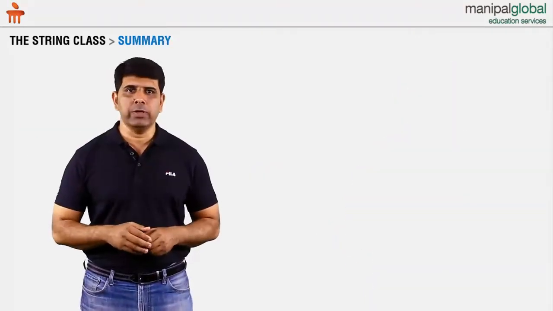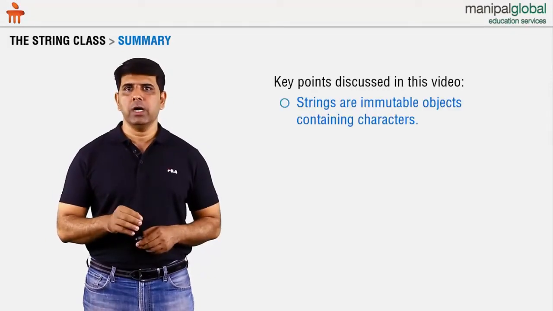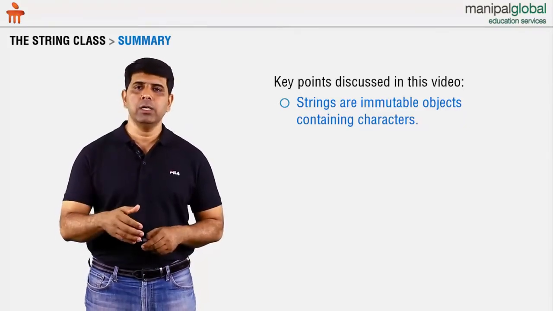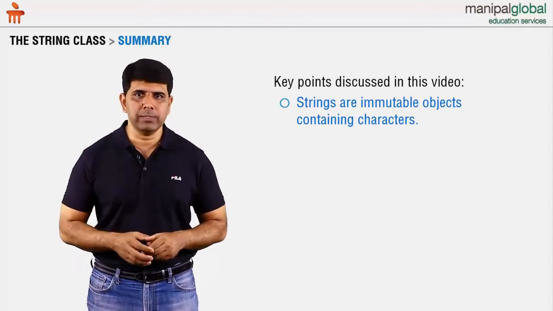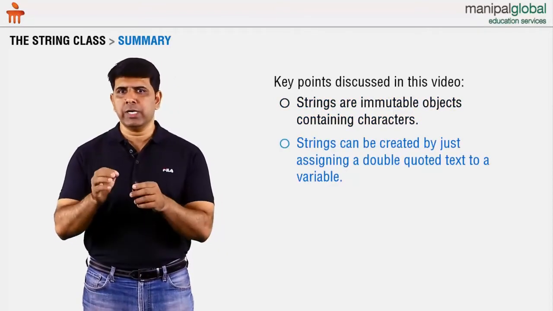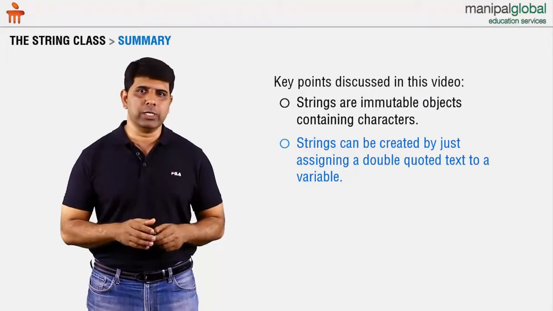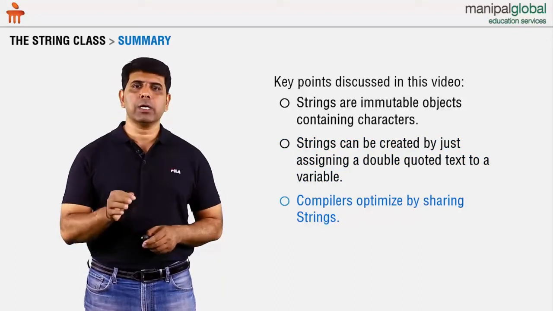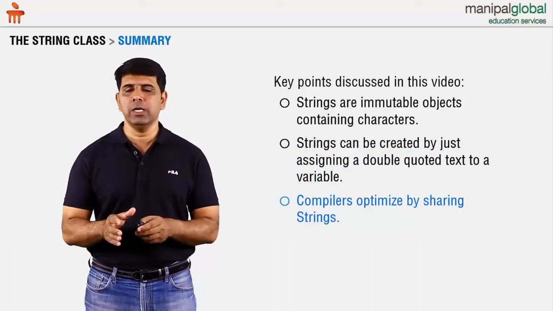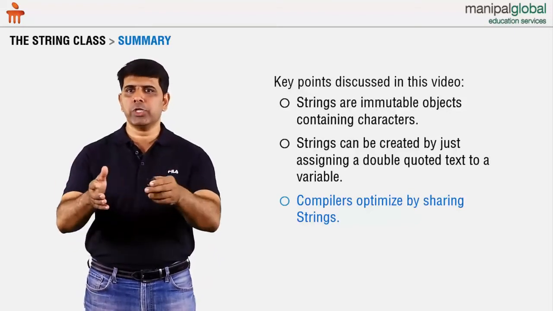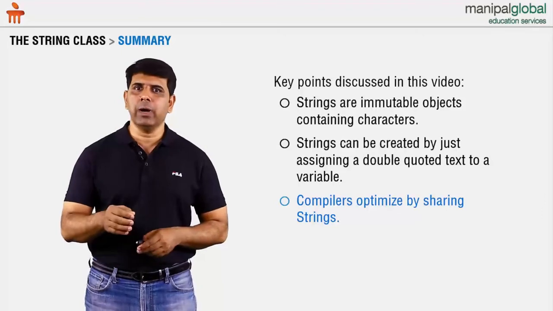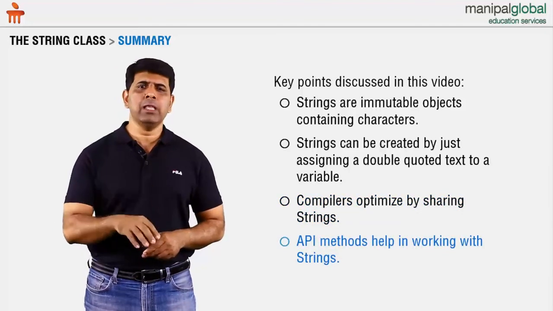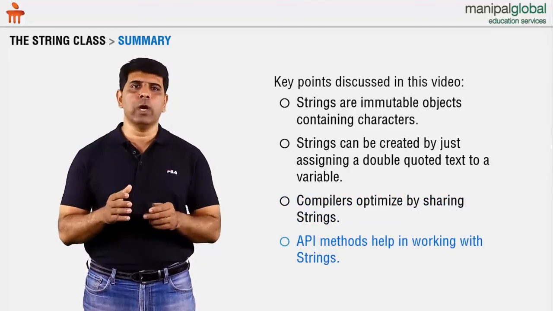Let's quickly summarize what we have seen in this video. Strings are immutable objects, meaning their original values can never be changed. If you really want that, you go with a StringBuffer or a StringBuilder. A string can be created by just assigning double-quoted text to a variable, or you can also use a constructor if you want. Many times we don't use that. Compilers optimize all the strings having the same values, shared by multiple references. This is done by what are called interned strings. It's a pool of strings. Now, there are a lot of API methods that help in working with strings easily.